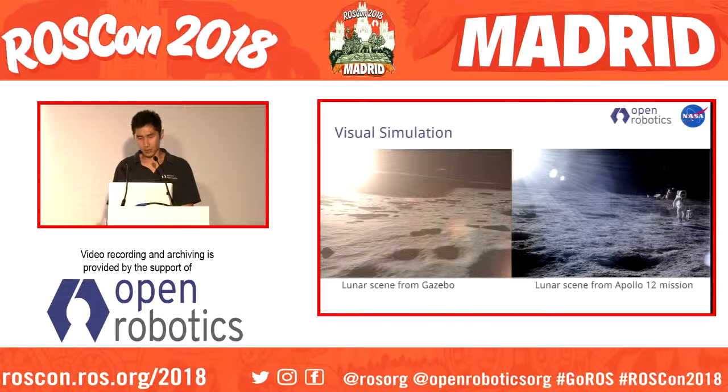So we end up with something that you see on the left there. It's an image produced by Gazebo. And for comparison, we have an image from a different mission, Apollo 12. I think in general, we are satisfied with the results. There are always things that we can improve on and tweak even more over time. But throughout this presentation, we'll show you how we created the scene that you see on the left there.